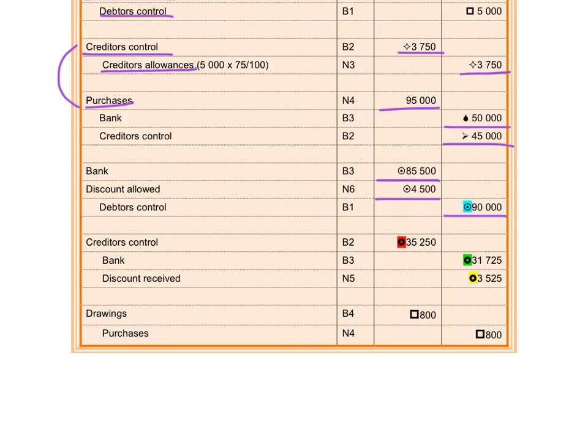The creditors control will reduce with the total amount. The bank will be credited with the amount that was paid, and discount received will be credited to increase the income with 3,525.